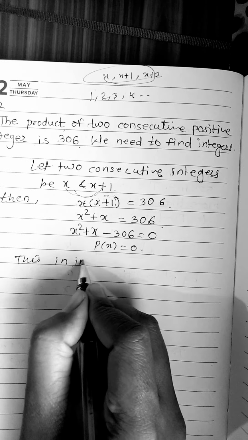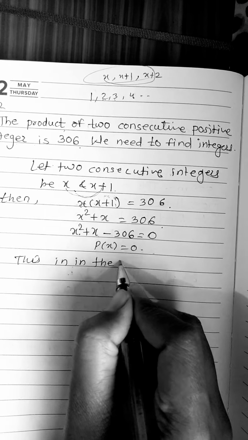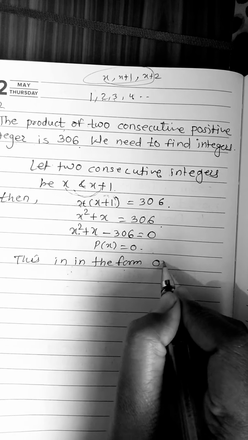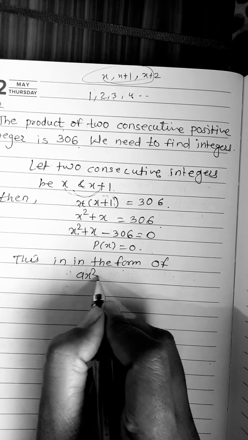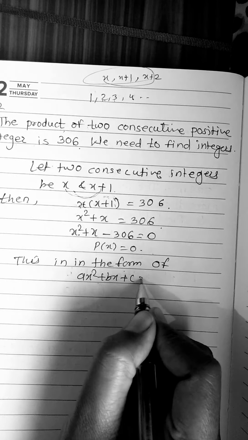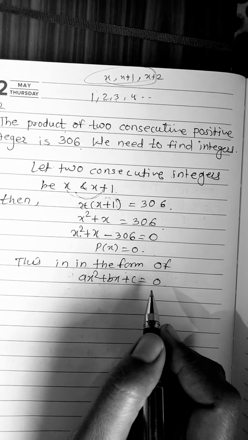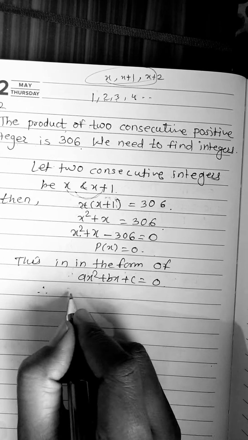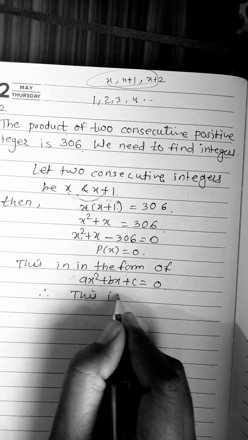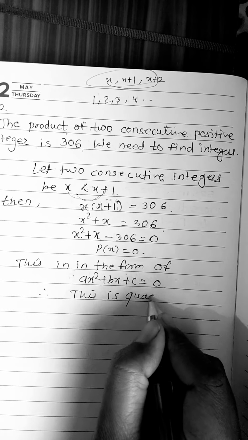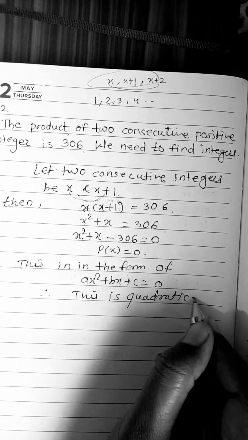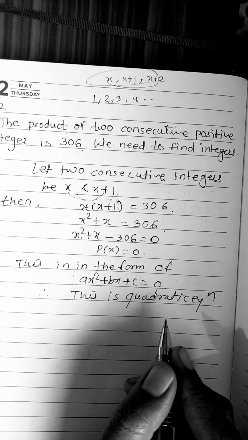This is in the form of ax square plus bx plus c is equal to 0. Therefore this is a quadratic equation.